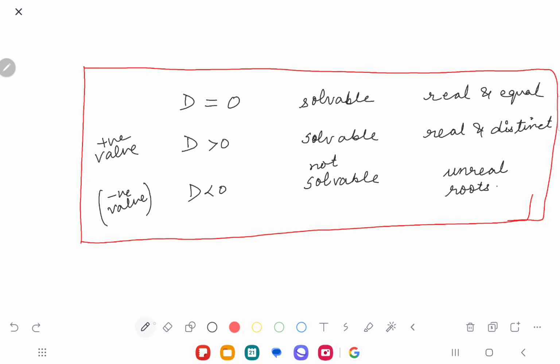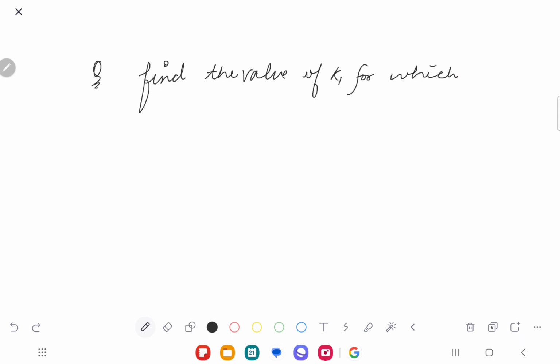Tell me. Alright, now let us suppose we have this question. It says, find the value of k for which the quadratic equation has real and equal roots.